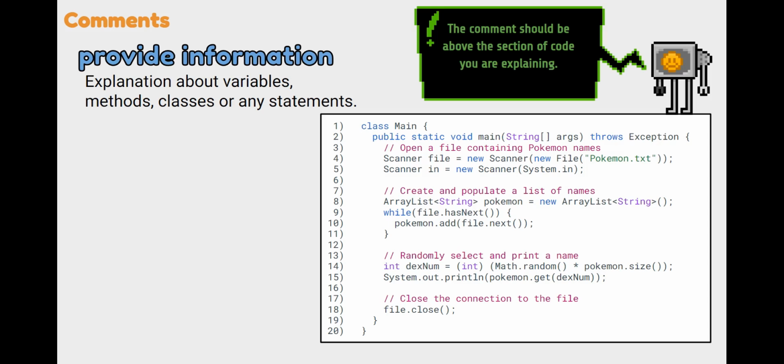Comment etiquette says that you should put the comment above the section of code that you are explaining. Also, we don't put a comment for every single line. We just break it up by tasks and we leave a comment for that task.